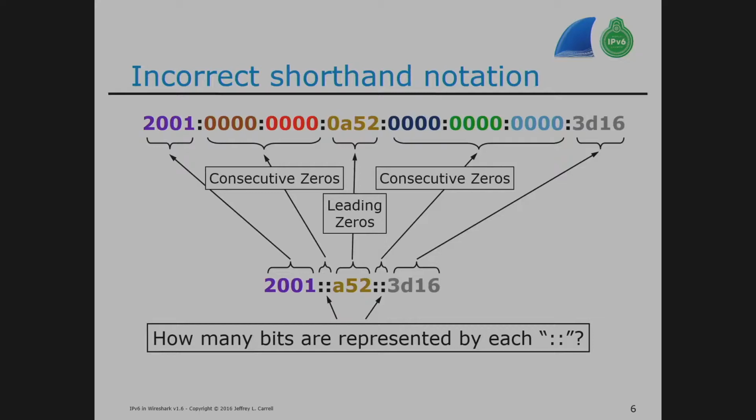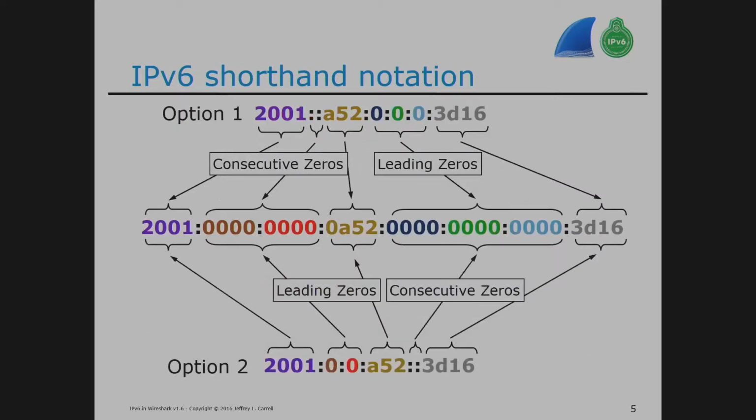All right? So we'll back up a little bit. You can also drop leading zeros. Now when you get into the mode of if you've done one double colon, then you still drop three leading zeros of a hextet down to a zero.